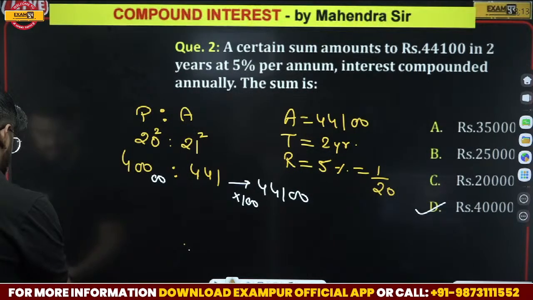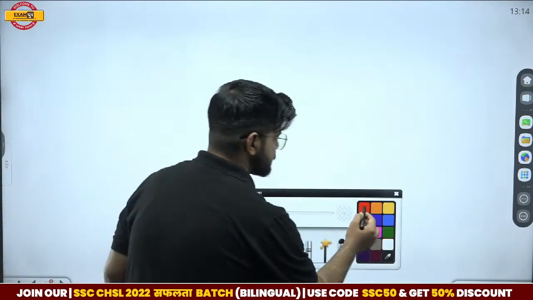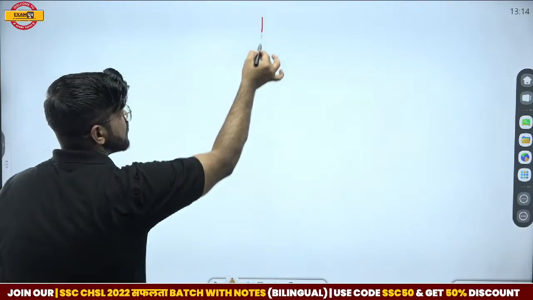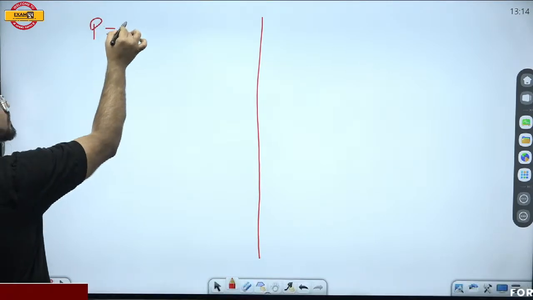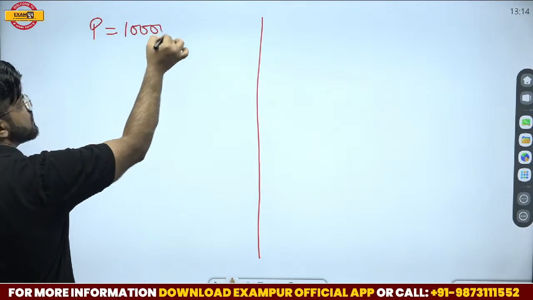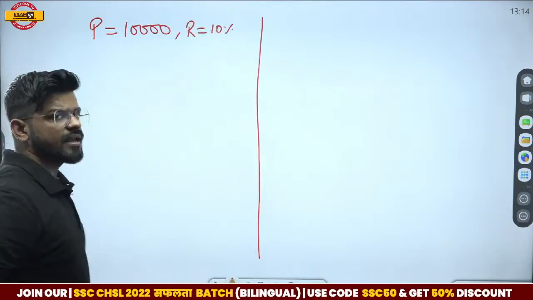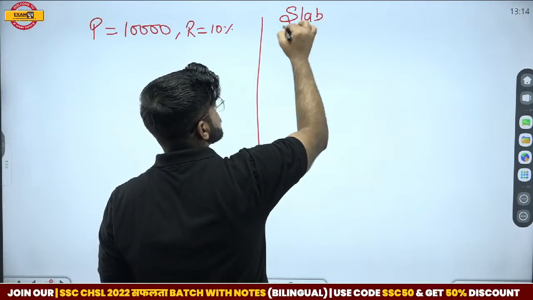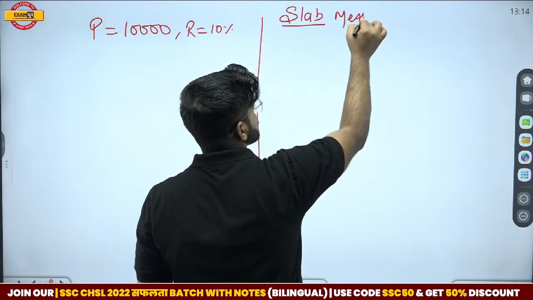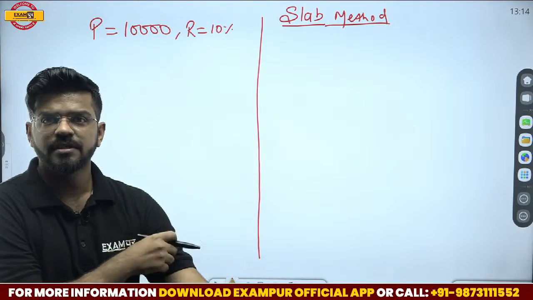Now let me tell you one more interesting method. Here I am going to take P equal to 10,000 and R equal to 10%. I am going to discuss the slab method. We are going to discuss the slab method here.